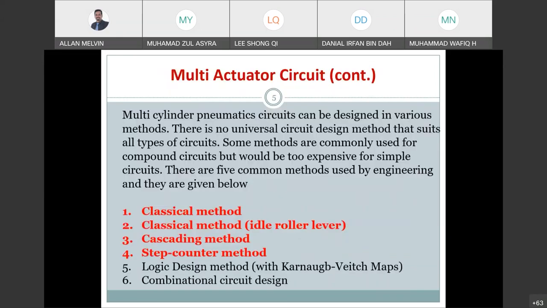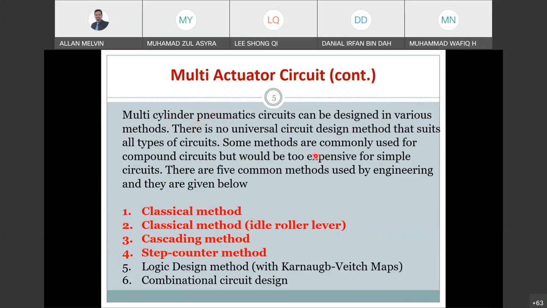So, multi-actuator circuit. How can you design a circuit? This is one of the important ways. Before this, in the lab, you are already familiar with the classical method. In the classical method, we usually start from the bottom, you start from the compressor. When you draw, you will start from the cylinder. You will see later how we do it.